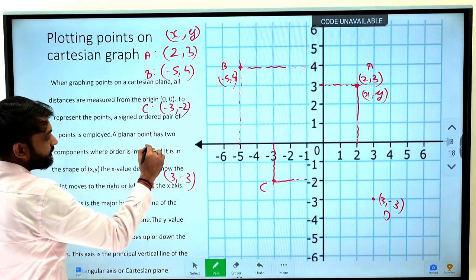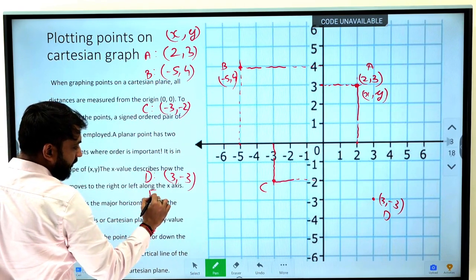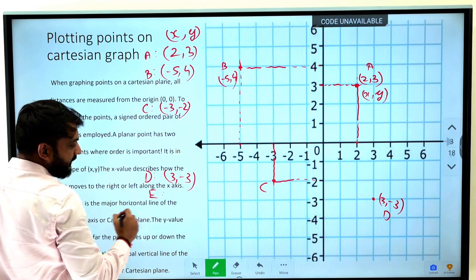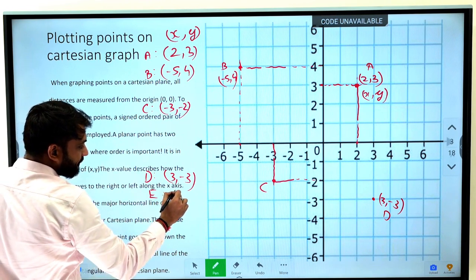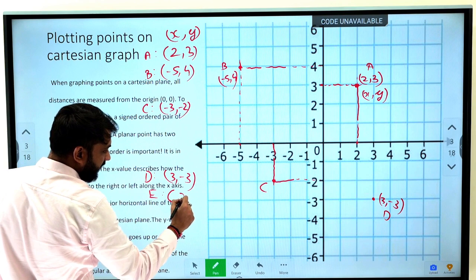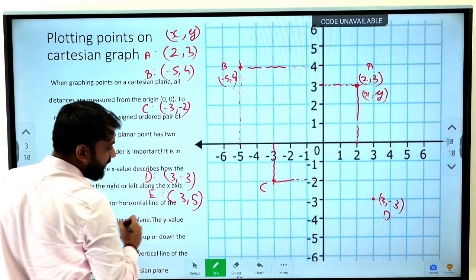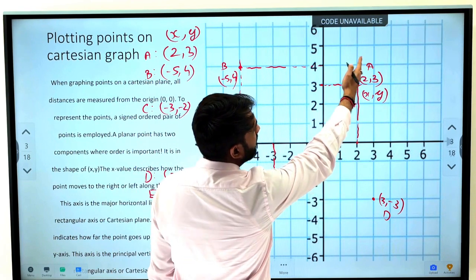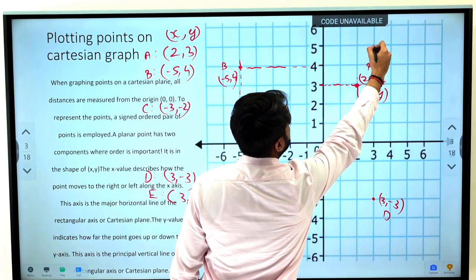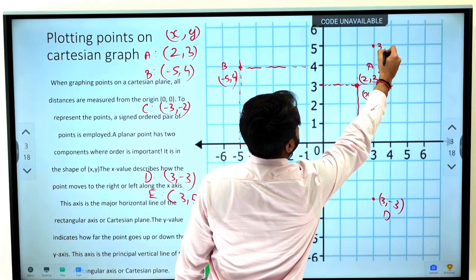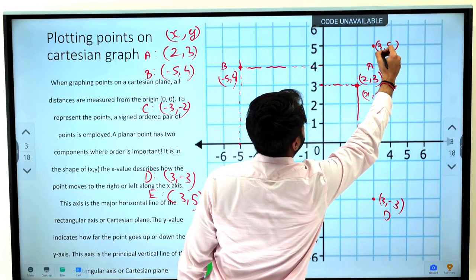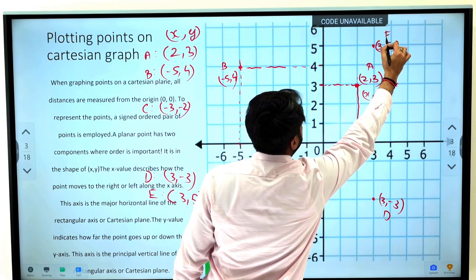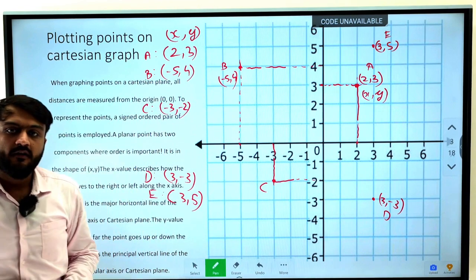Let's try one more. Let's say point E. Let me call it 3 comma 5. Let it be 3 comma 5. So again, just with the help of the eye, you can see 3 comma 5. This is where 3 on the x and 5 on the y would meet, and this could be my point E, or 3 comma 5.